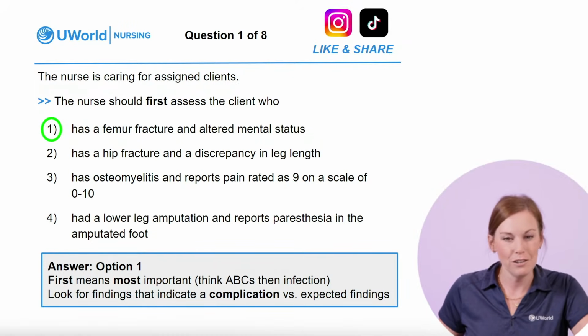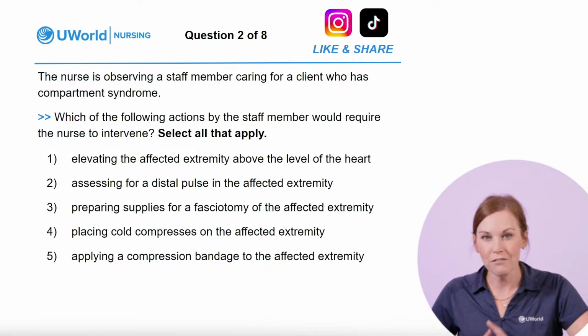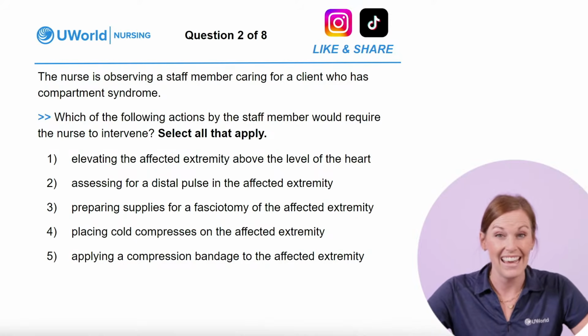Let's go ahead and move on to question 2. And be sure you keep track of how you do on these questions. Let us know how you do out of 8 at the end.